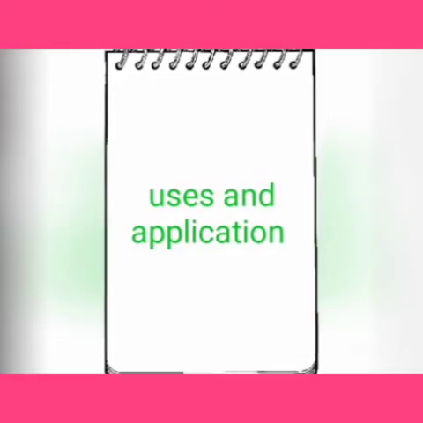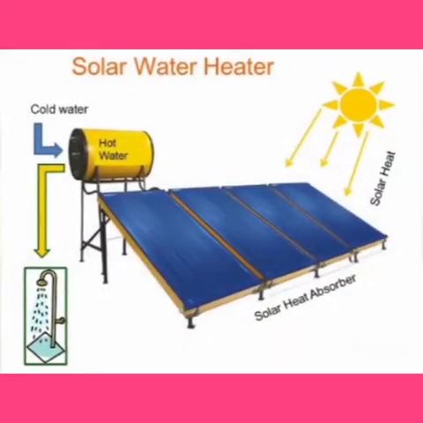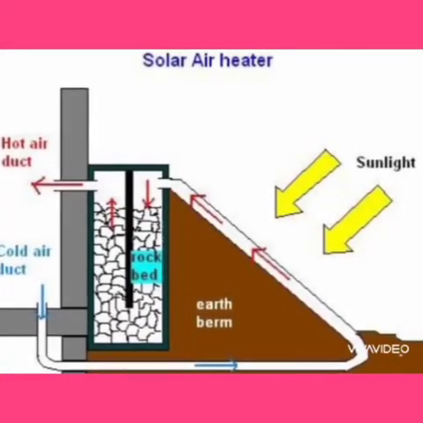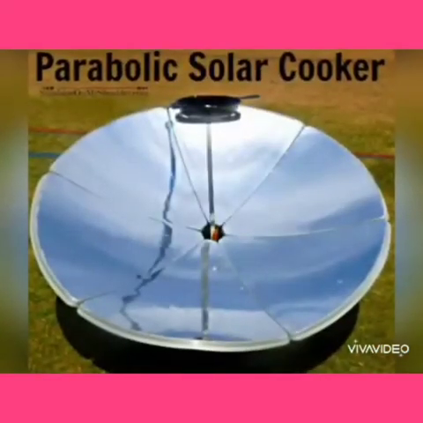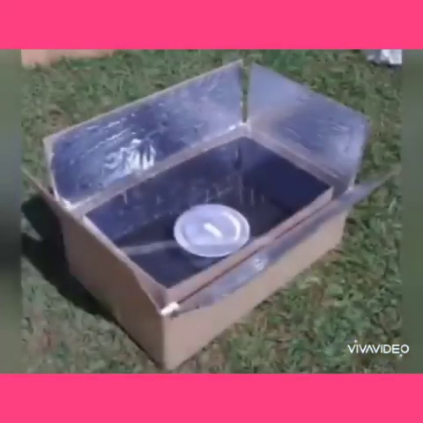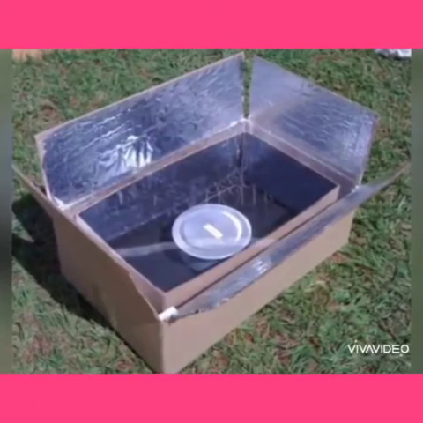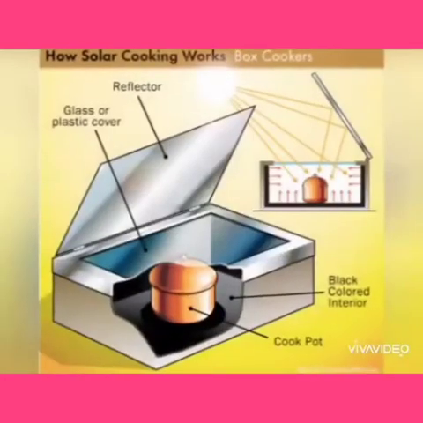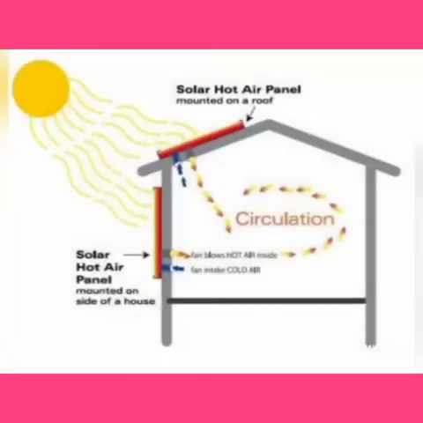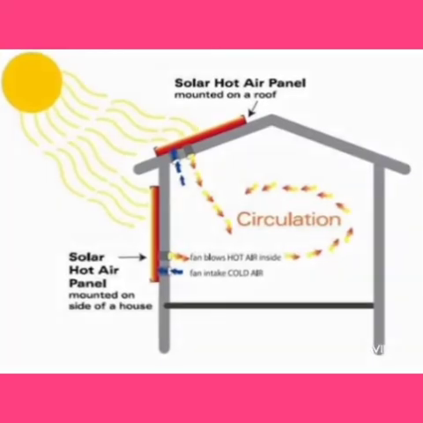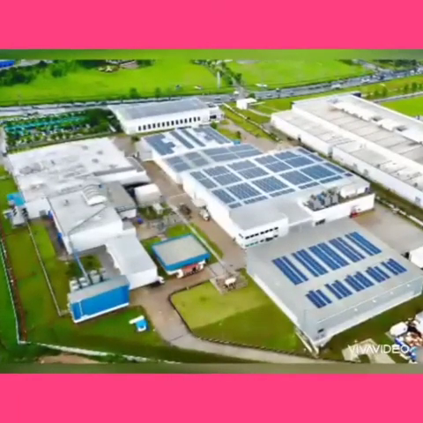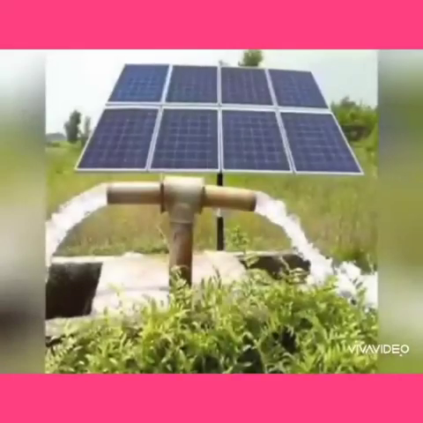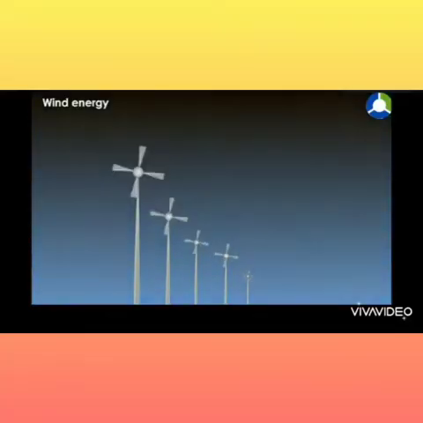Uses and applications of solar energy. Solar water heater. Solar hot water. Solar air heater. Parabolic solar cooker and box type of solar cooker and another type of parabolic solar cooker. These types of cookers are used in rural areas. Solar hot air panel. Industrial process and agricultural.